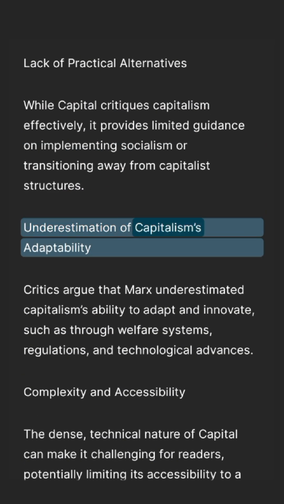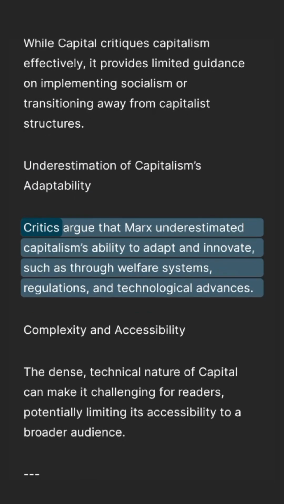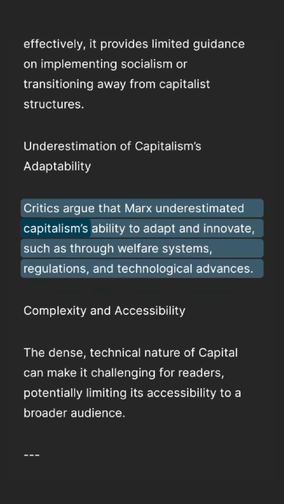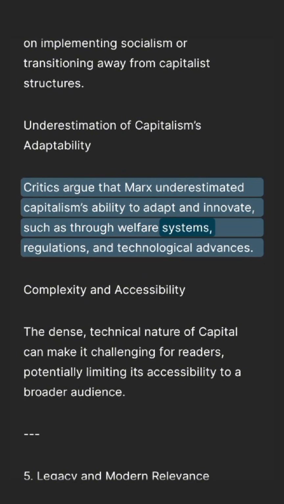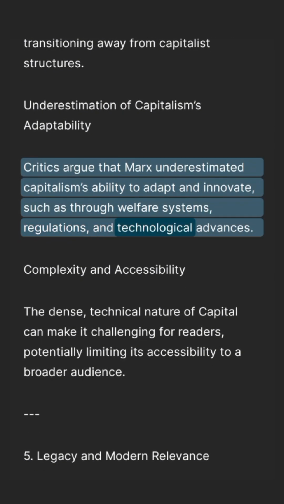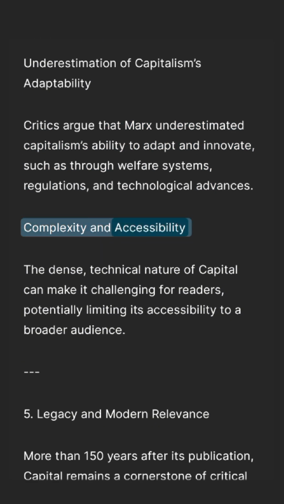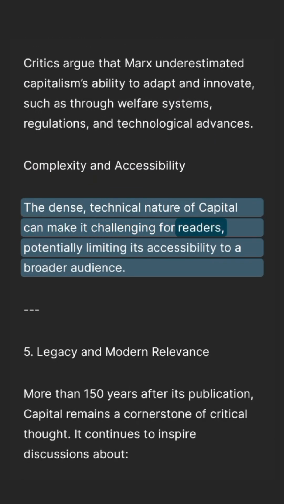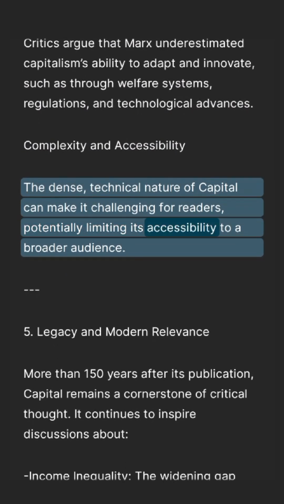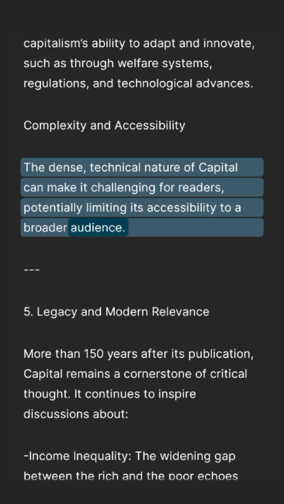Underestimation of capitalism's adaptability. Critics argue that Marx underestimated capitalism's ability to adapt and innovate, such as through welfare systems, regulations, and technological advances. Complexity and accessibility. The dense technical nature of Capital can make it challenging for readers, potentially limiting its accessibility to a broader audience.